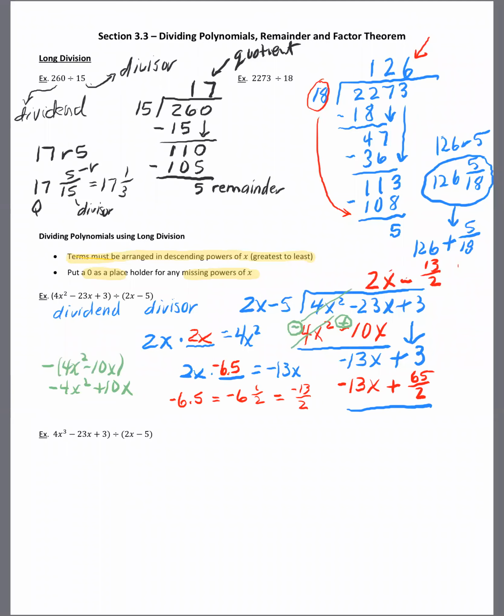And now if we do our sign changes, this negative 13x now becomes positive. The positive 65 over 2 now becomes negative. And now we can add like terms together. Negative 13x and positive 13x is 0. 3 minus 65 over 2, if you'll put that on your calculator, then you'll find out that you'll end up with a negative, and it'll be 59 over 2. That is going to be your remainder.